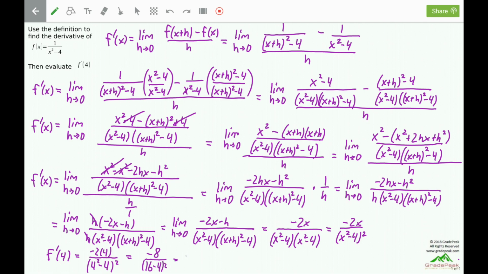16 minus 4 is a 12, so we'll have a negative 8 divided by a 12 squared, which is a negative 8 divided by 144. 144 is divisible by 8. It's 8 times 18. So the 8 and the 144 can cancel out to be a negative 1 over 18.